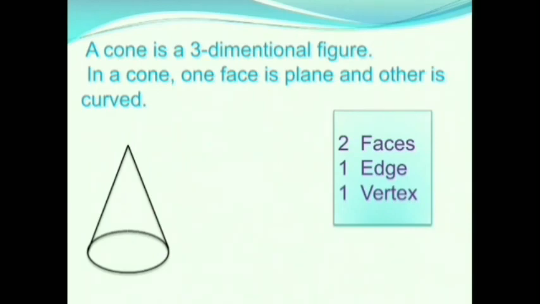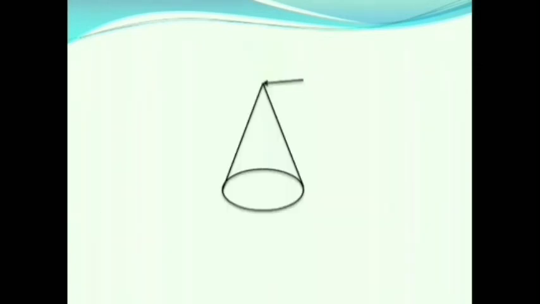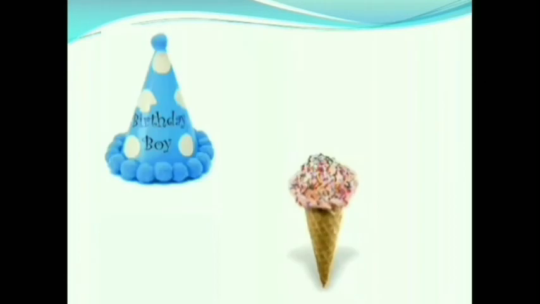Now we will learn about cone. A cone is a three-dimensional figure. In a cone, one face is plane and the other is curved. It has two faces, one edge, one vertex. See children, the arrow mark in this picture shows the vertex of the cone. See children, the arrow mark in this picture shows the edge of the cone.